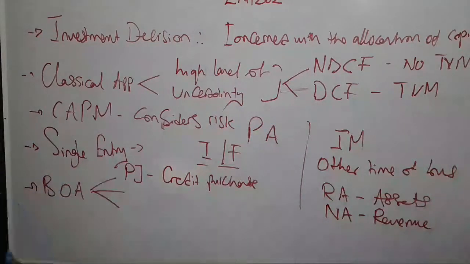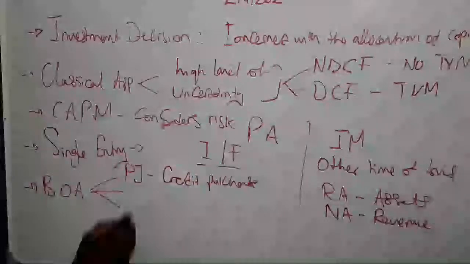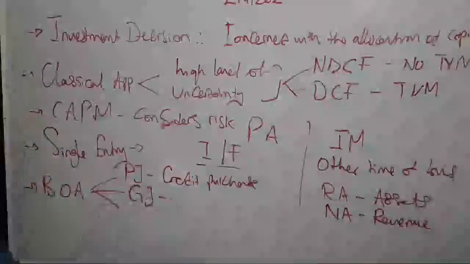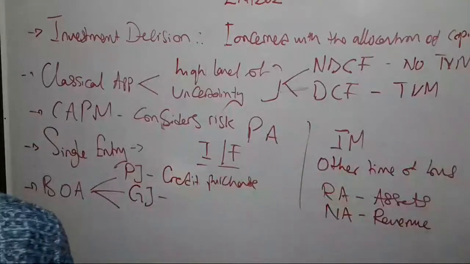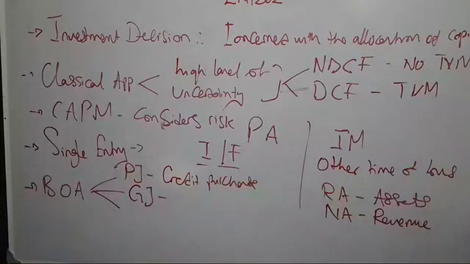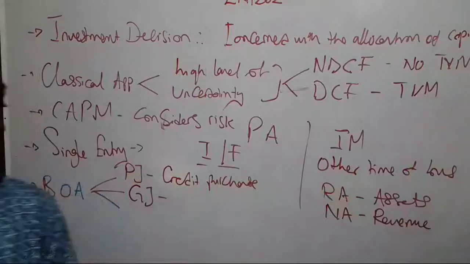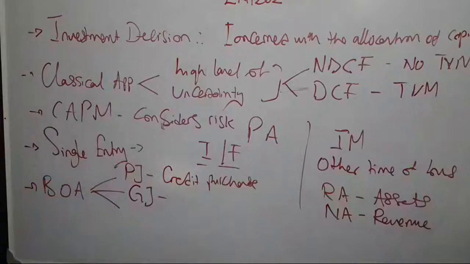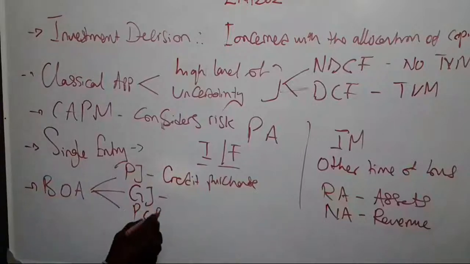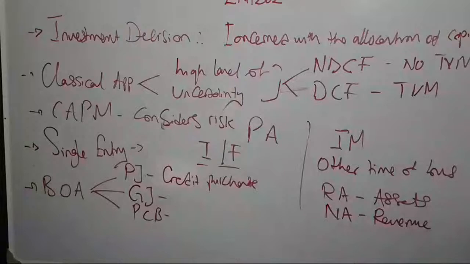And we have the general journal, into which all other transactions that cannot be recorded elsewhere are entered. We have quite a list of them, but we can take just a few. We have the petty cash book. When we say petty cash book, it's used for recording minor cash expenses.